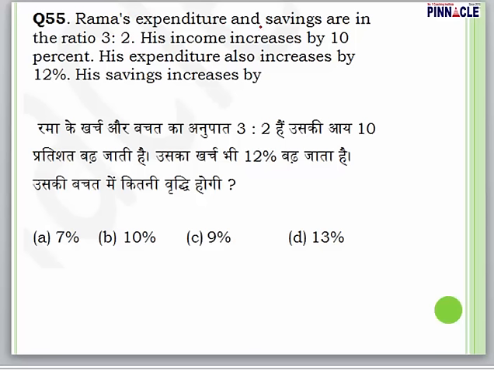Next question, question number 55. Rama's expenditure and saving are in the ratio 3:2. His income increases by 10%. His expenditure also increases by 12%. His saving would be how much?